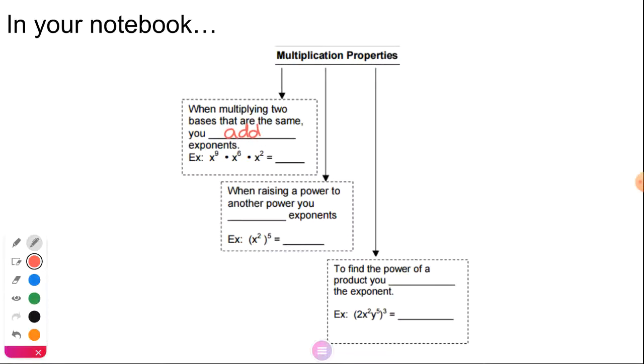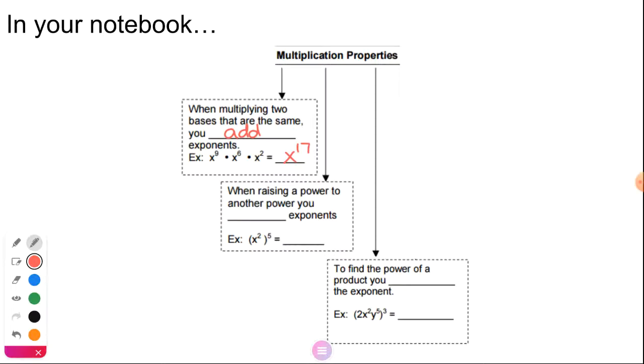your exponents. So if I have x to the 9th times x to the 6th times x squared, that means that I have 9 x's, I have 6 x's, and I have 2 x's that are all being multiplied together. So 9 plus 6 plus 2. Let's see, 9 plus 6 is 15, plus 2 more is 17, so we're going to end up with x to the 17th power.